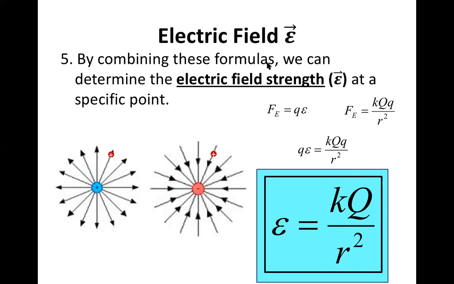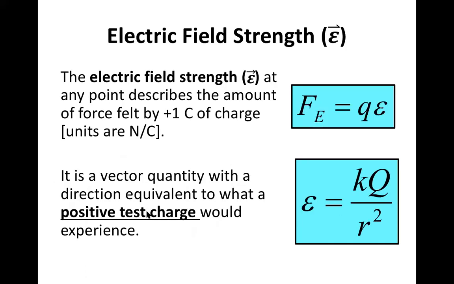By combining these formulas together, if we combine Fe equals Q epsilon and Fe equals KQQ over R squared, we get epsilon equals KQ over R squared. Now this Q is the bigger of the two charges, not the test charge, because the test charge has a very small charge. It's the analogous equivalent of the mass of the planet. And this is for a point charge, so all of the charge is concentrated at this one point. We don't have to worry about spatial distribution of the charge.